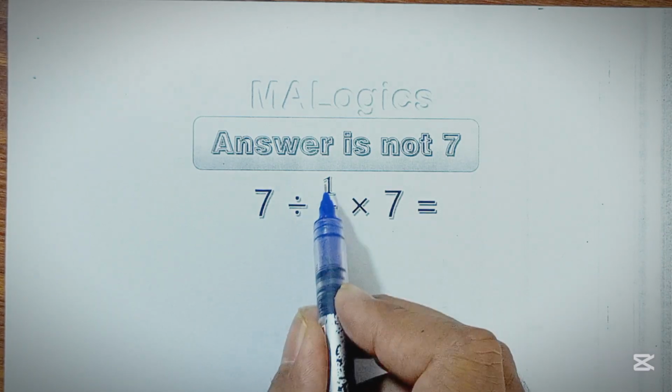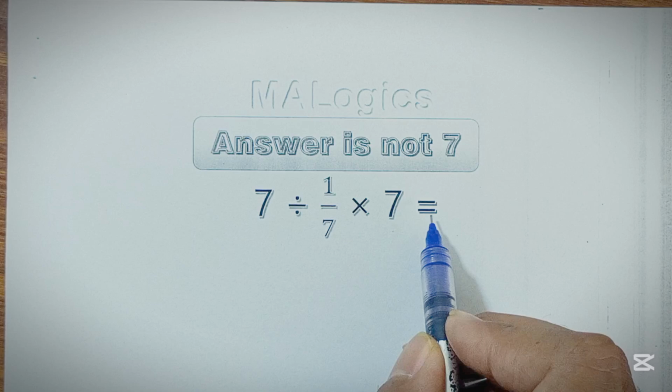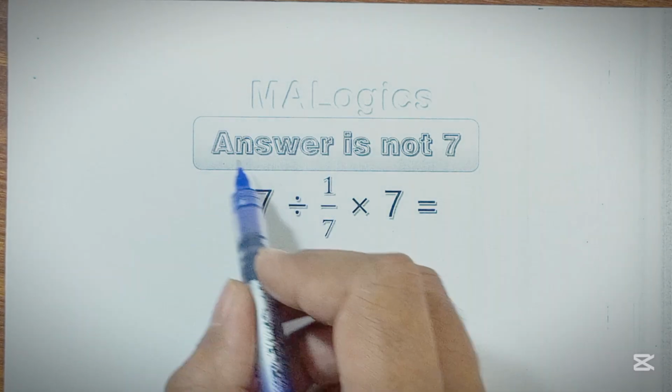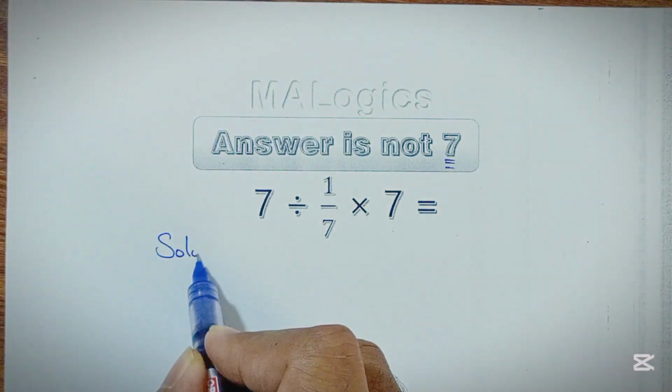We solve a simple but confusing math problem, which is 7 divided by 1 over 7 times 7. So can anybody solve this before the video ends? But keep in mind, its answer shouldn't be 7. Haha! Let's break this confusion with its solution.